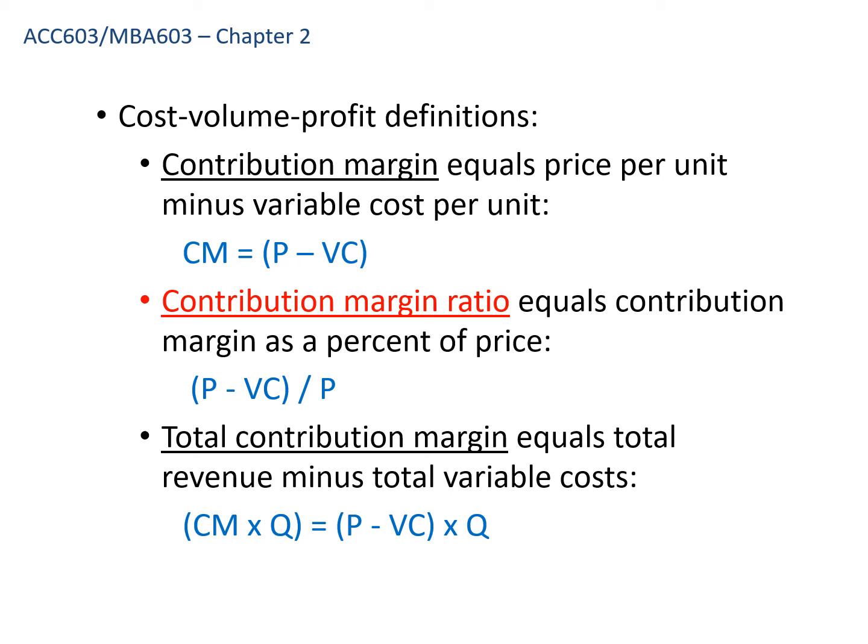So the total contribution margin in dollar terms, we're going to multiply it by the quantity. So it's going to be the contribution margin, which is price minus variable cost per unit, times the number of units we sold. That'll be the dollar amount of contribution margin.